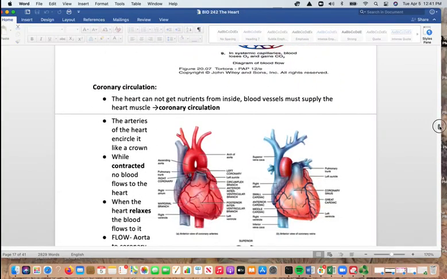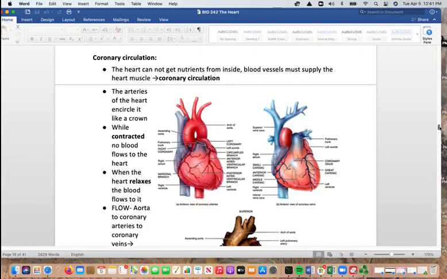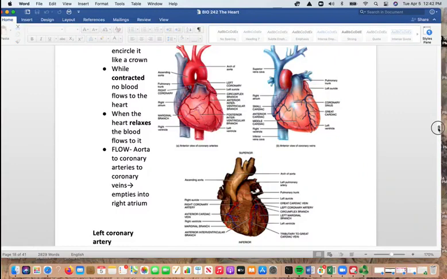So the coronary circulation, this is going to be the heart muscle itself. The blood that's traveling through the heart through the pump is not actually going to give any nutrients to the heart muscle itself. Those are going to be separate vessels that will deliver this. So the heart is going to have arteries that encircle it like a crown. So when it's contracted, no blood flows into the heart. When it relaxes, blood will flow into it. So it will go from the aorta to the coronary arteries, deliver blood to the heart, and then return through the coronary veins into the right atrium.